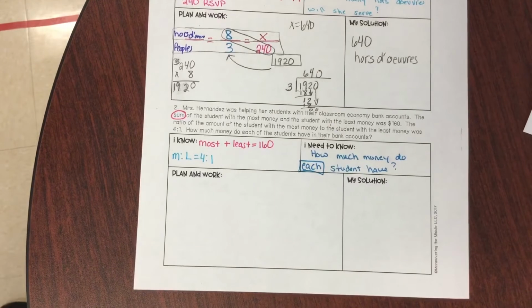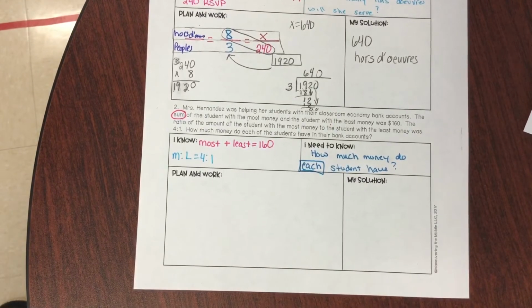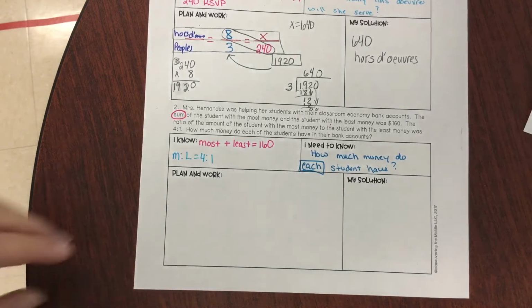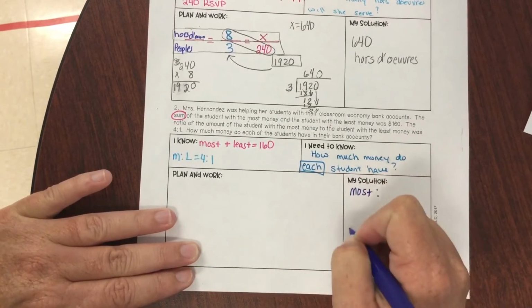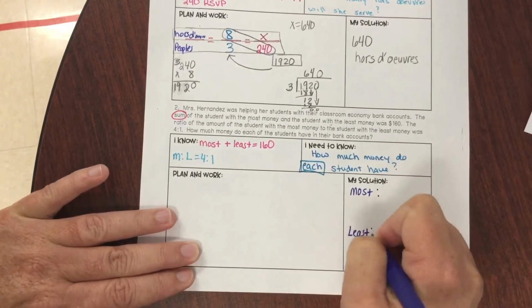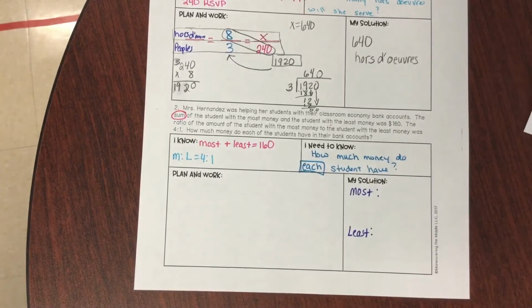So should I have one answer or should I have two answers? Two. The student with the most money and the student with the least money, correct? So I'm going to write that over here, most, least. Okay. I have to just remember that. So I remember that I have to have two answers.